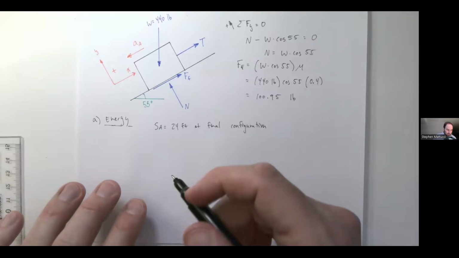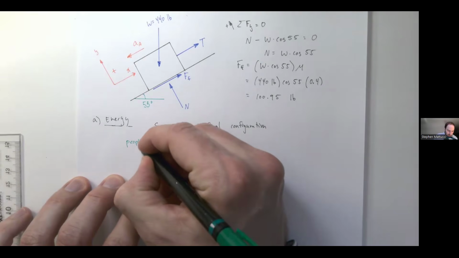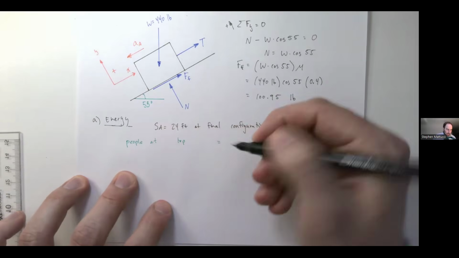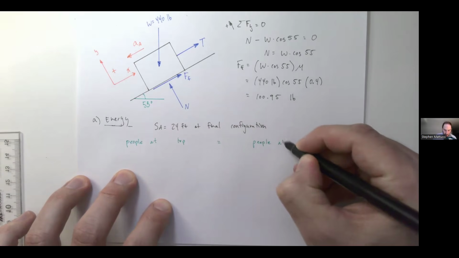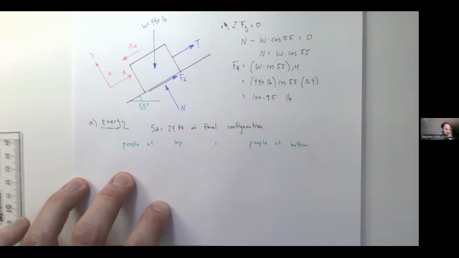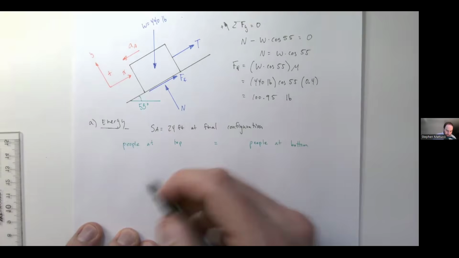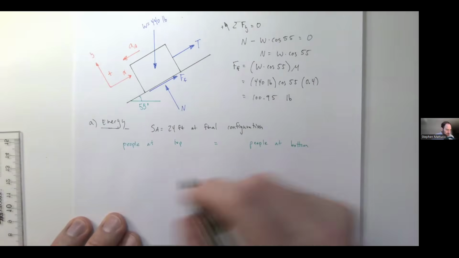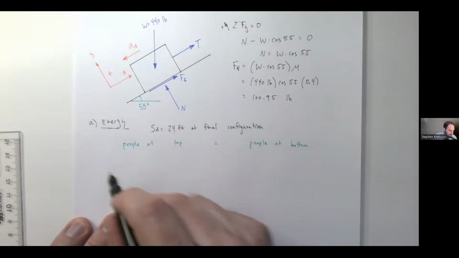So for our energy, the energy of the system when the people are at the top is going to be equal to the people at the bottom. Okay, so let's list out all of our terms and then we'll see which ones we actually are able to solve for, or which ones actually have a value, I mean.